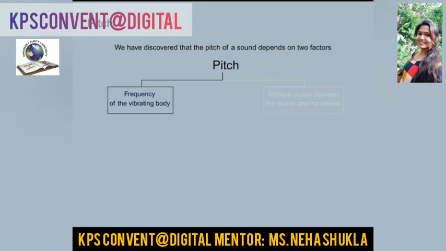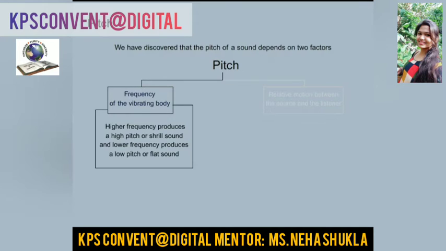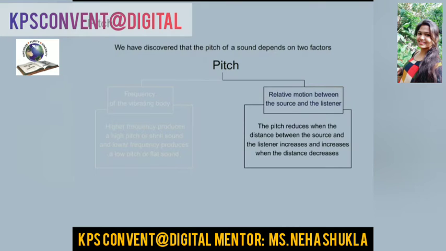Frequency of the vibrating body. Higher frequency produces a high pitch or shrill sound, and lower frequency produces a low pitch or flat sound. Relative motion between the source and the listener. The pitch reduces when the distance between the source and the listener increases, and increases when the distance decreases.